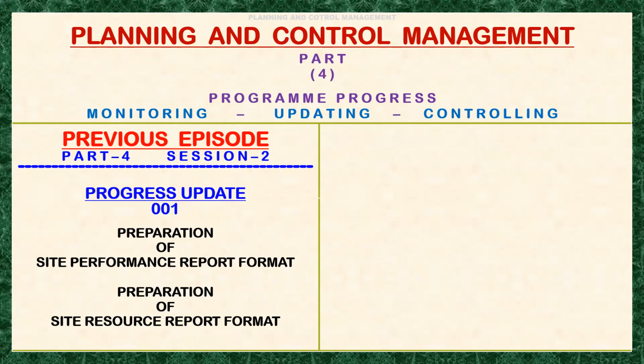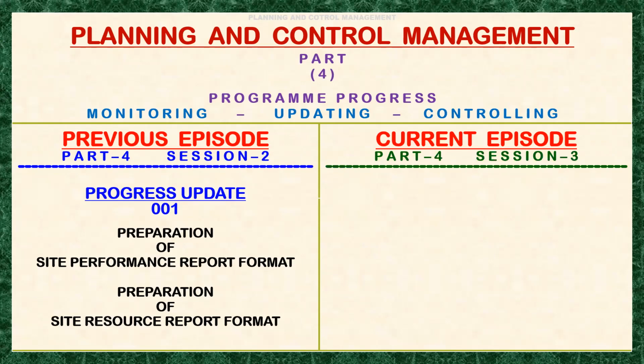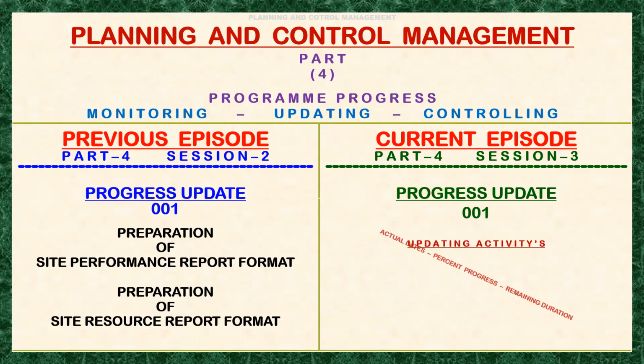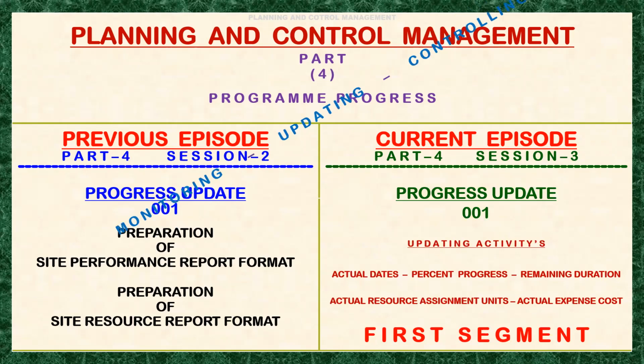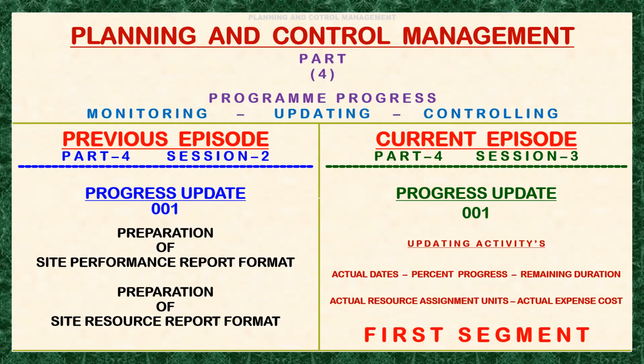So now our episode for today is part 4, session 3. The same, this is for progress update 001, but this includes updating activities, actual dates, percent progress, remaining duration, actual resource assignment units, actual expense cost in the first segment.